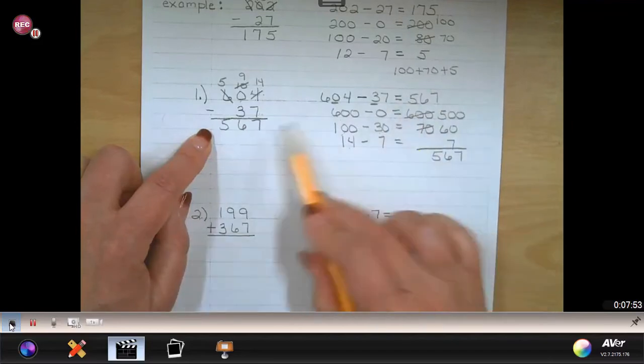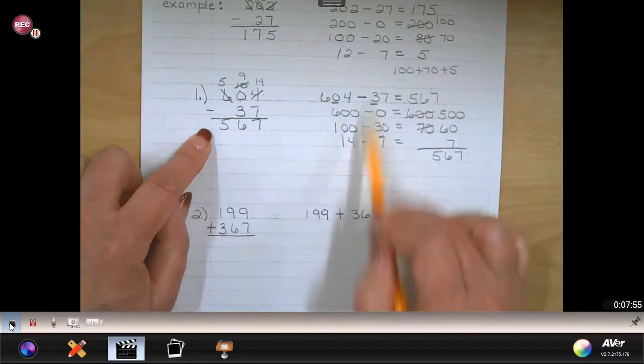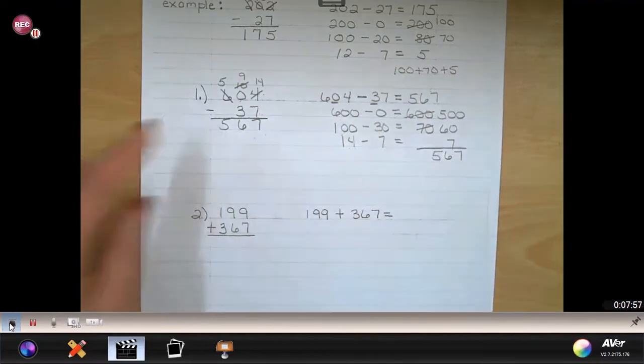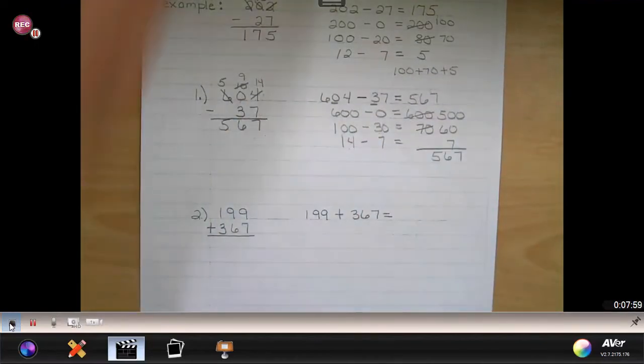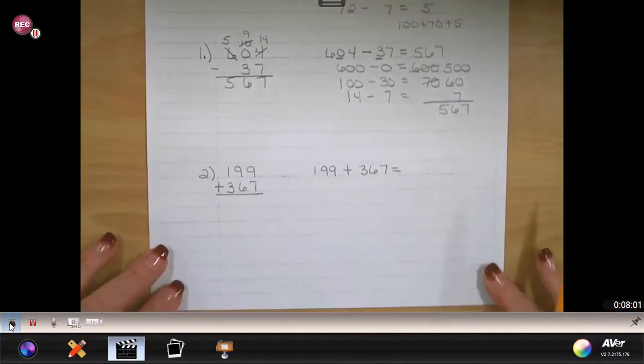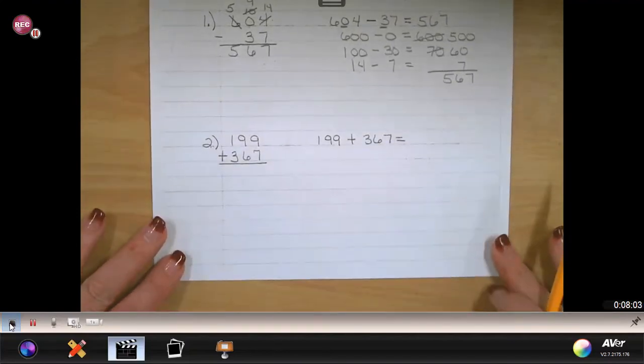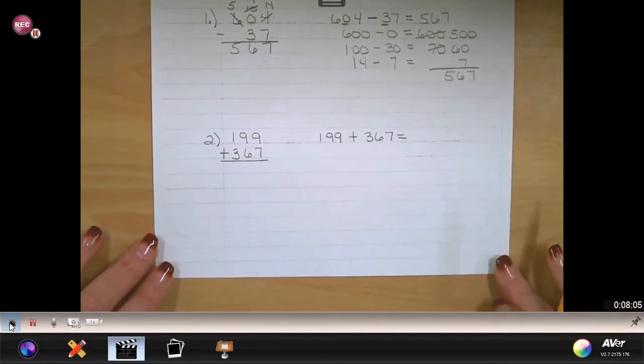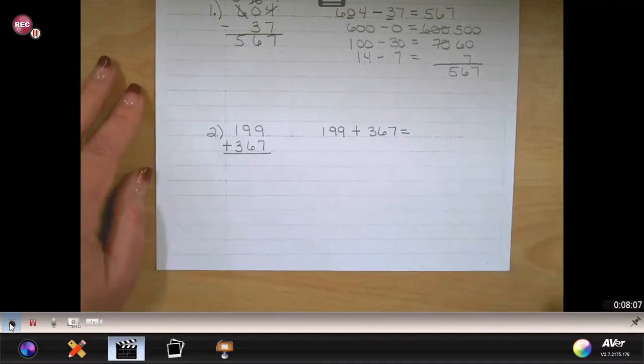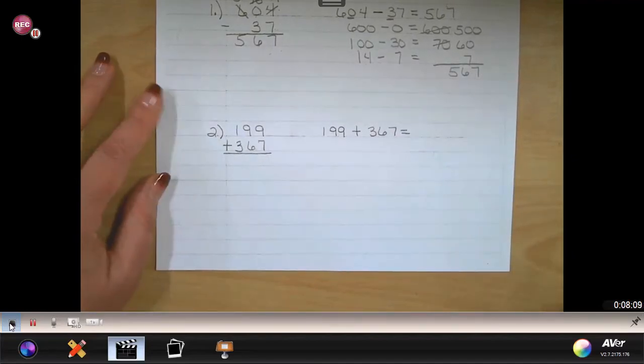If you did not get the same answer, then somewhere along the way, one of your strategies is not being done correctly. So double check it if they did not both come out to the same difference. Okay, now we're looking for the sum. The sum is the answer to an addition sentence.